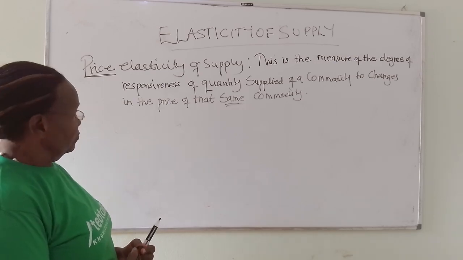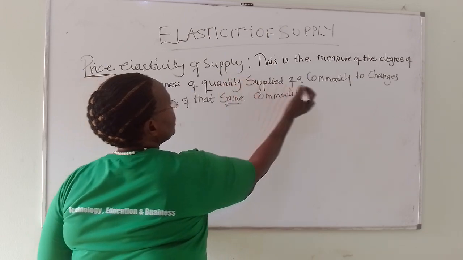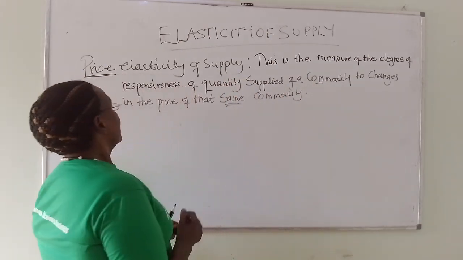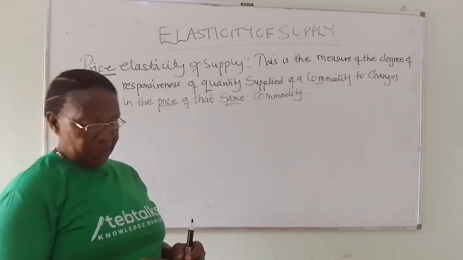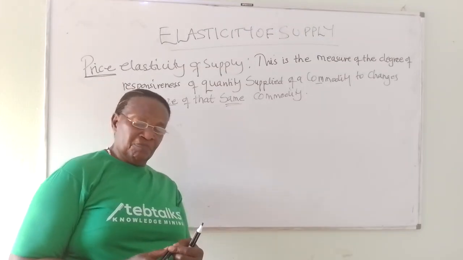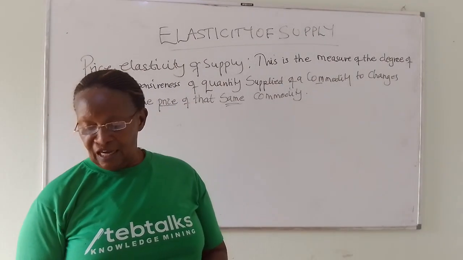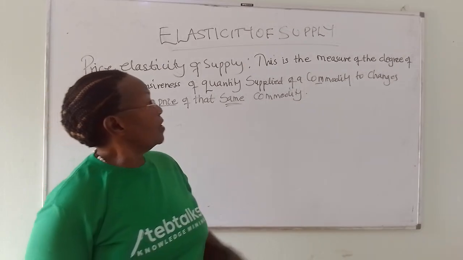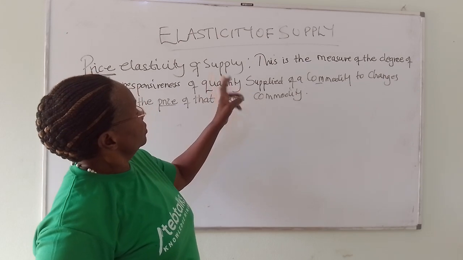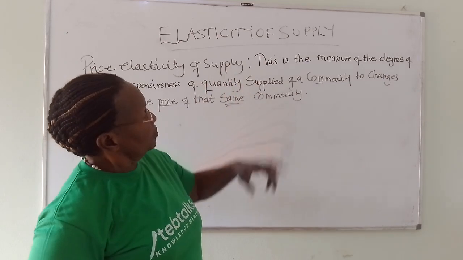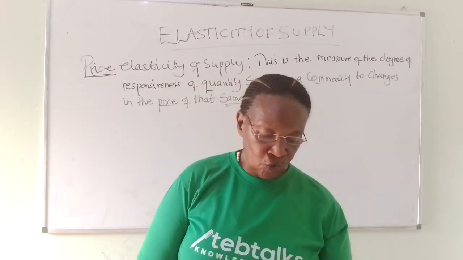It is the measure of the degree of responsiveness of quantity supplied of a commodity due to changes in the price of that same commodity. You have a commodity like beans. The price increases maybe from 2,000 shillings per kilo, and now beans are selling at 5,000 shillings per kilo. Then you find the responsiveness. How are suppliers going to respond to that increase in price of beans? Will they increase the quantity supplied, or will they not respond at all?